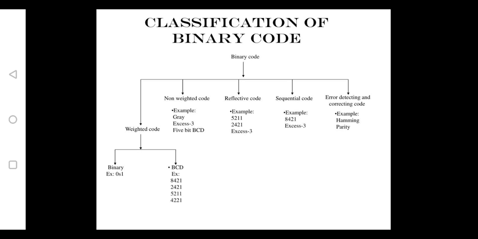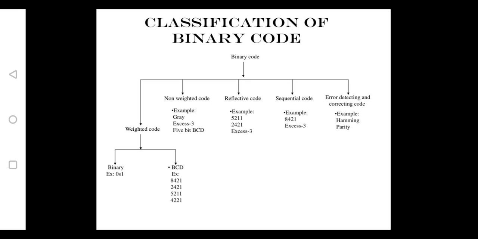The name itself indicates weighted, so each and every digit has some weightage. These weighted codes are again classified into two: one is binary and the other is BCD. Binary itself indicates it consists of only two numbers, 0 and 1. In case of BCD also it consists of only two numbers, but the difference between binary and BCD is that binary is the equivalent of that corresponding number.